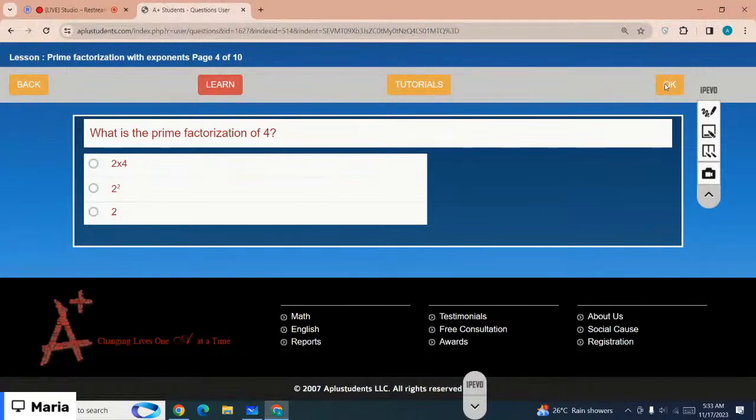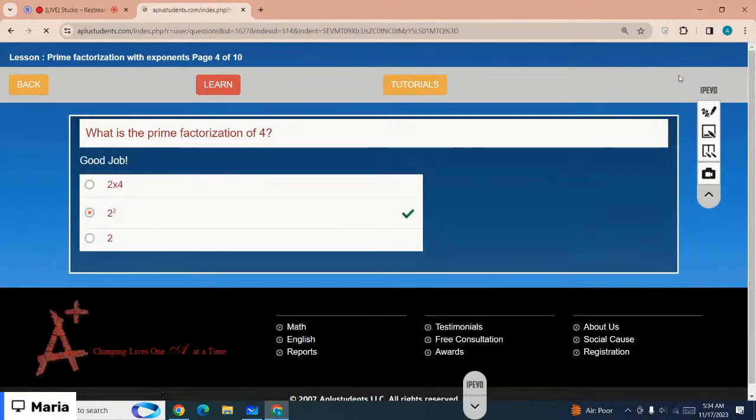Okay, what is the prime factorization of 4? Which is the correct option? Yes, that would be the second one. 2 exponent 2 is the correct option because the numbers are the same, 2 times 2, so you can write them as 2 exponent 2.